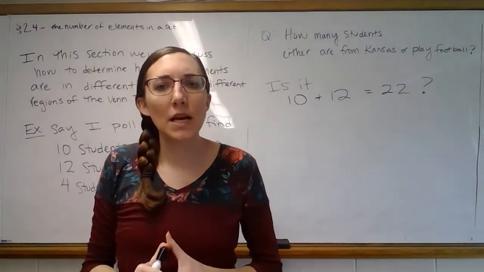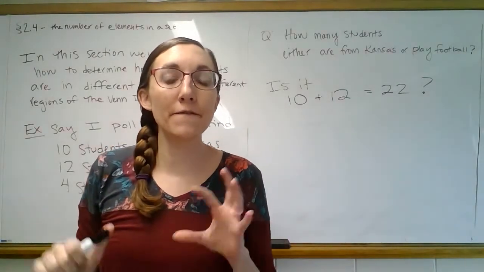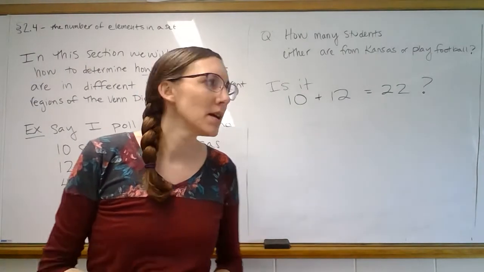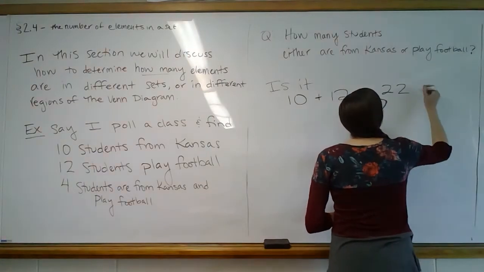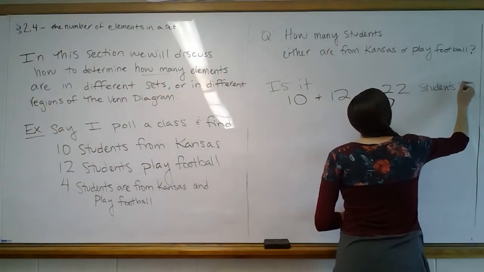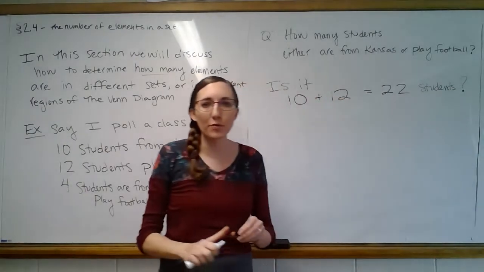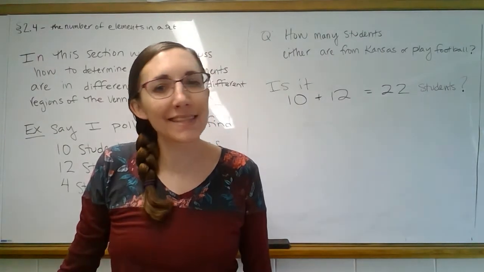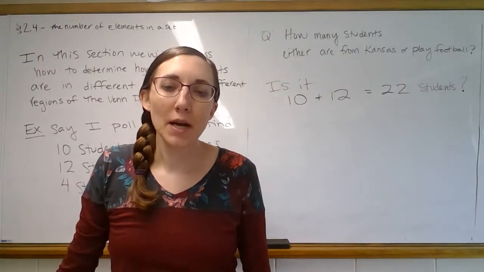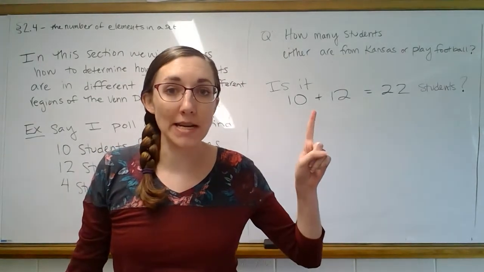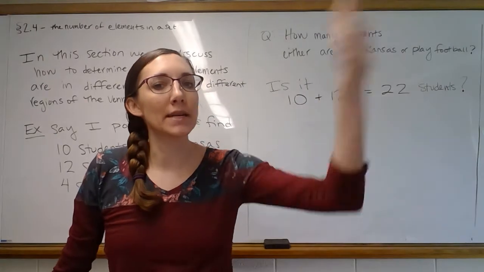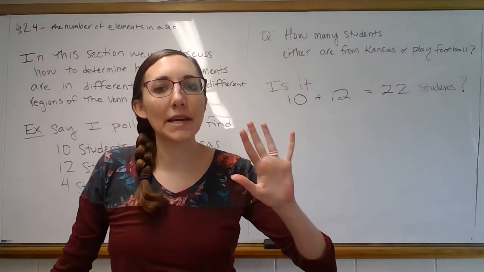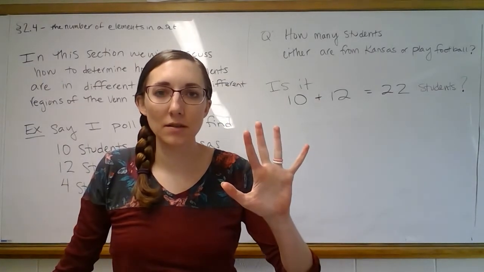Think about it for a minute, and I really want you to visualize this scenario in your head of what we're saying this would mean. So is it 22 students? Picture the people raising their hands and picture counting them. Hopefully you've realized that this isn't going to be an accurate number. Because if I ask this question and people raise their hands, there are some people who fit in both categories, right?